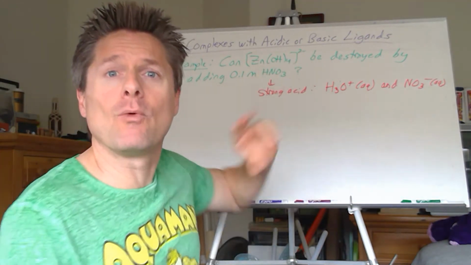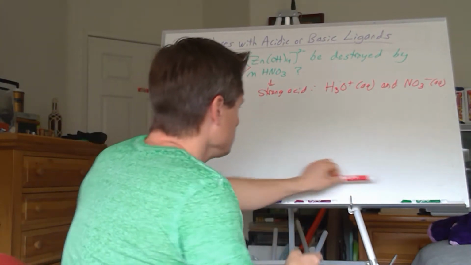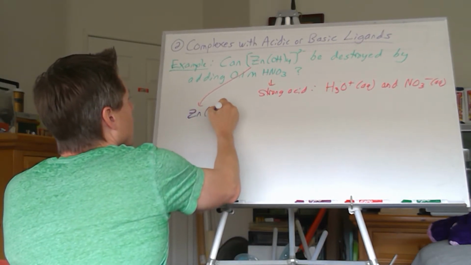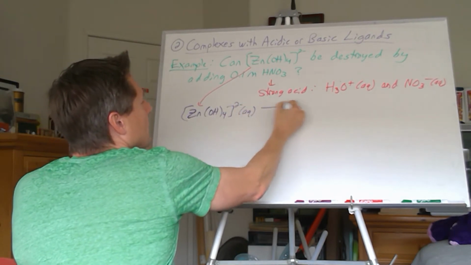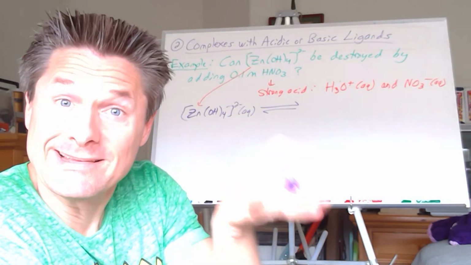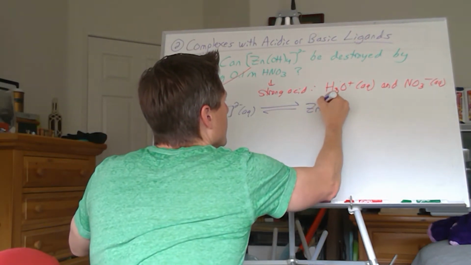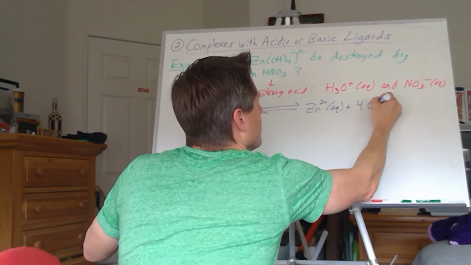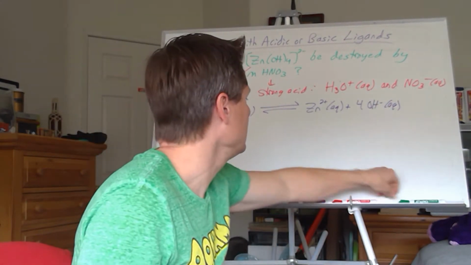Now let's take this and write its equilibrium equation. So let's bring this down and write its equilibrium equation. So we've got the zinc tetrahydroxo, and let's do the equilibrium, right? Because all complex ions, all solids, all weak acids and weak bases exist in an equilibrium. So that's going to be an equilibrium between its central metal and the 4 hydroxides. Let's call this equation 1.